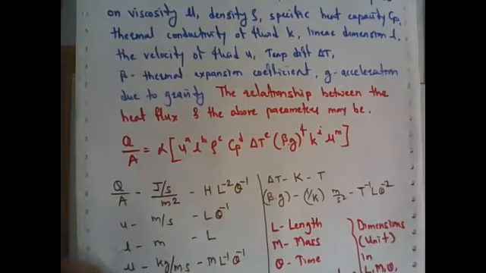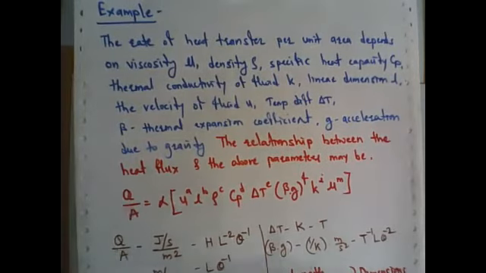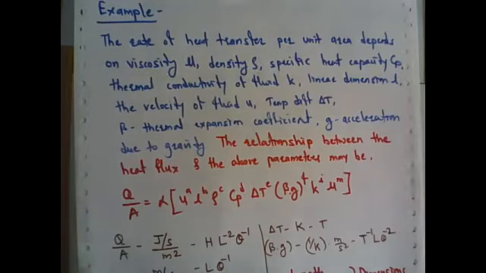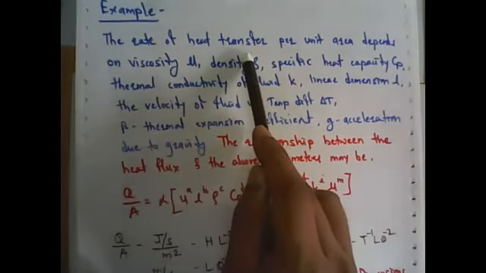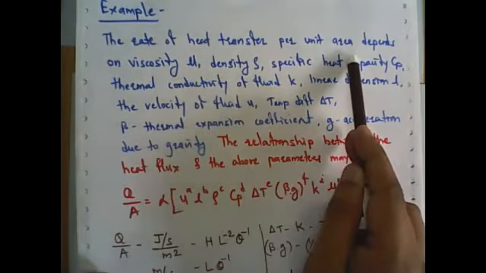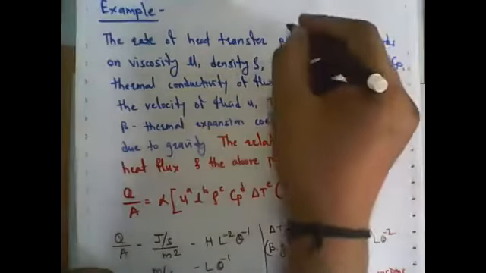Let us take an example so that you can understand what exactly dimensional analysis is, what this method does, and how a number of variables are converted into dimensionless groups. Take the example of the rate of heat transfer per unit area. The rate of heat transfer per unit area is called heat flux.